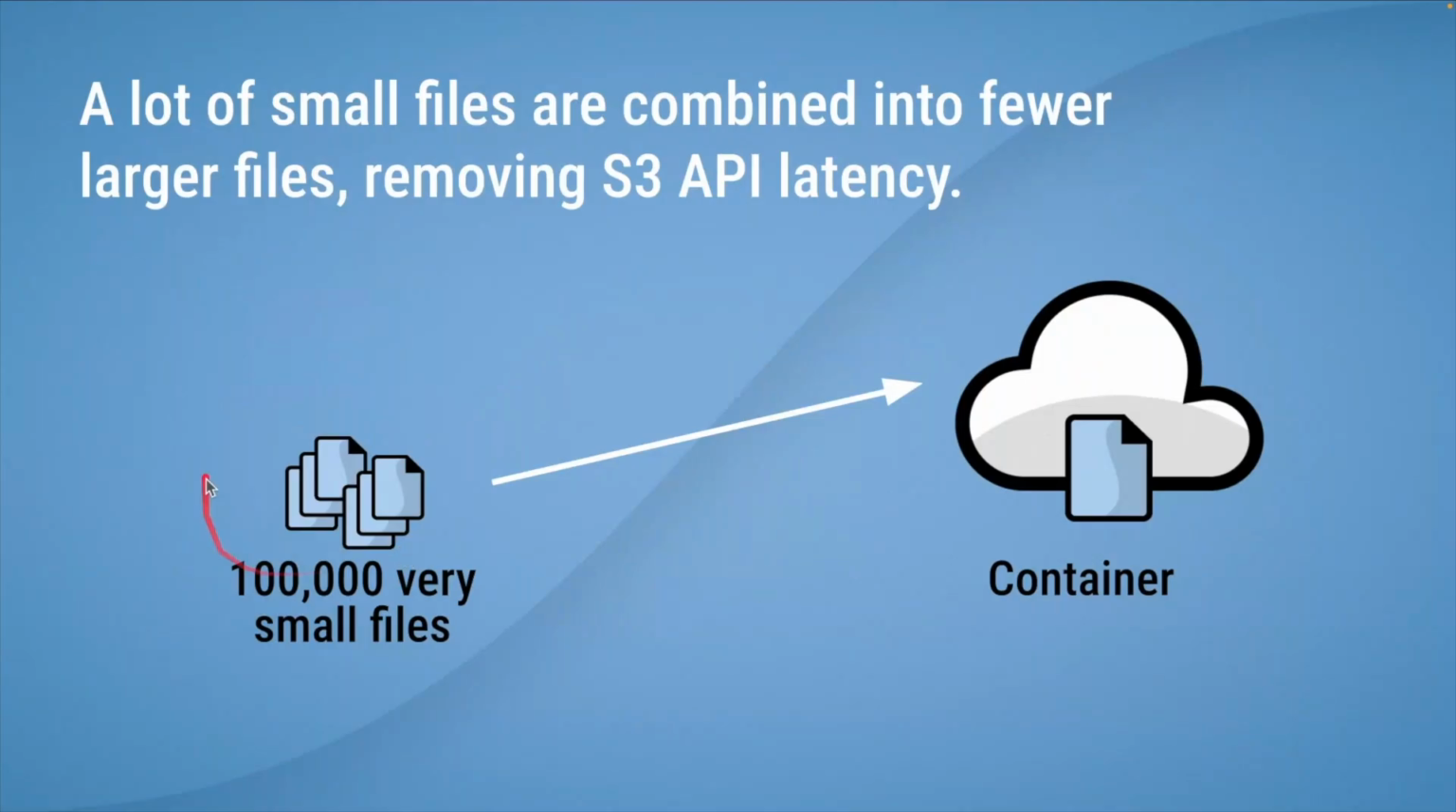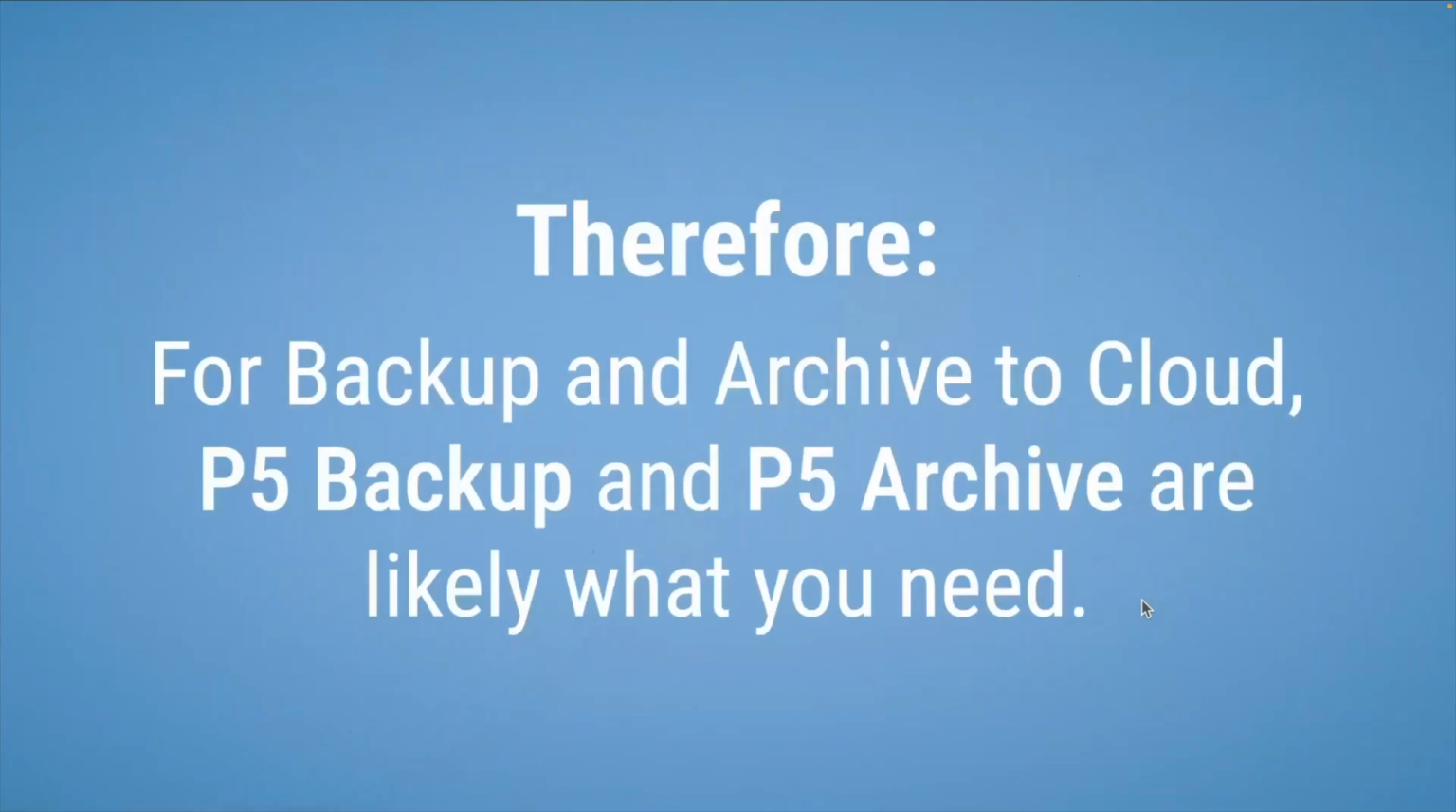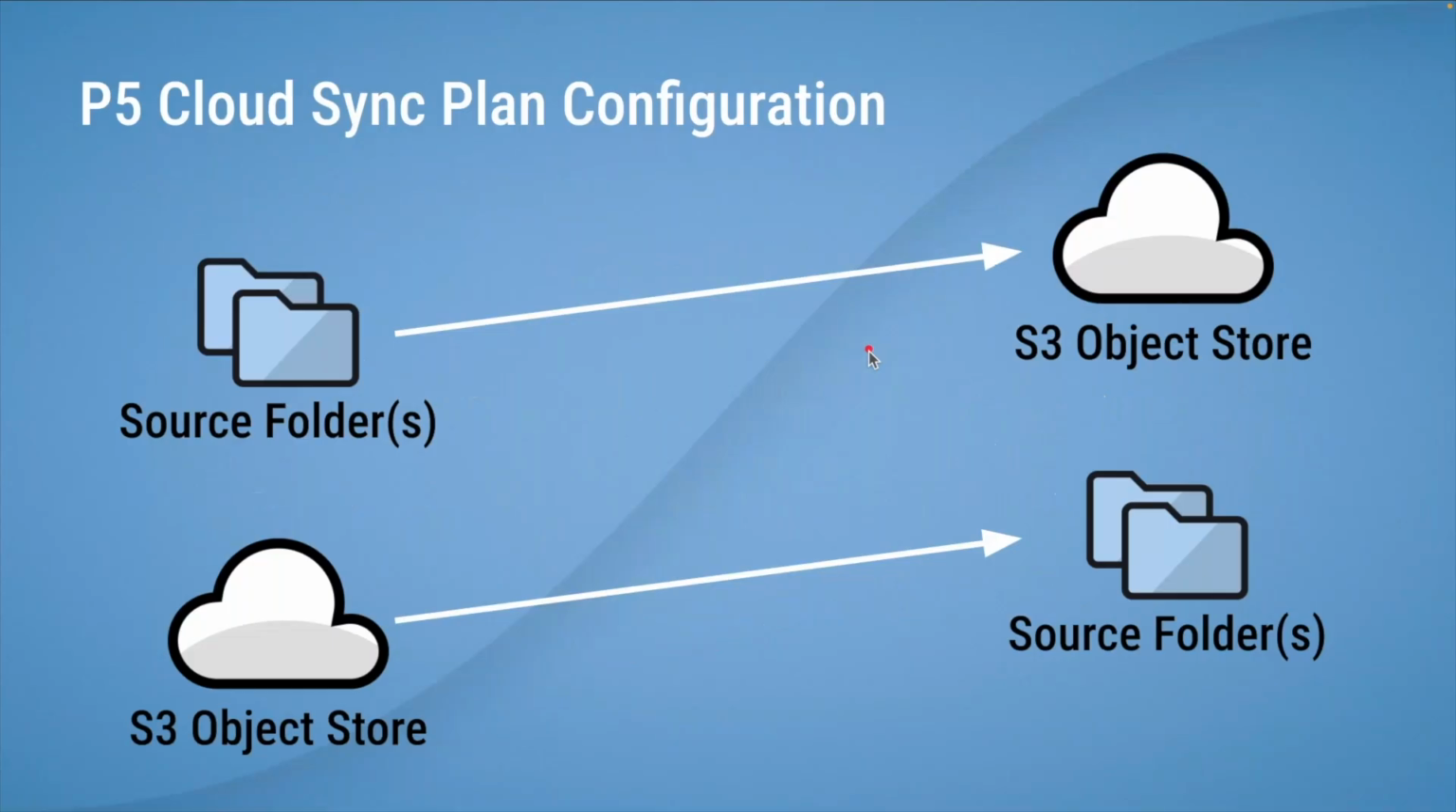That is part of what P5 Archive and Backup do. Also, if you have a lot of small files, they are compressed together into a container, and that container is a single upload to the S3 endpoint. So we're removing a lot of the latency of having to make 100,000 small uploads to the cloud by using this container storage. So for backup and archive to cloud, P5 Backup and P5 Archive are maybe what you need to be using. But with that said, with version 8 of P5, you can now write your source folders directly to your S3 object store without any index in between.